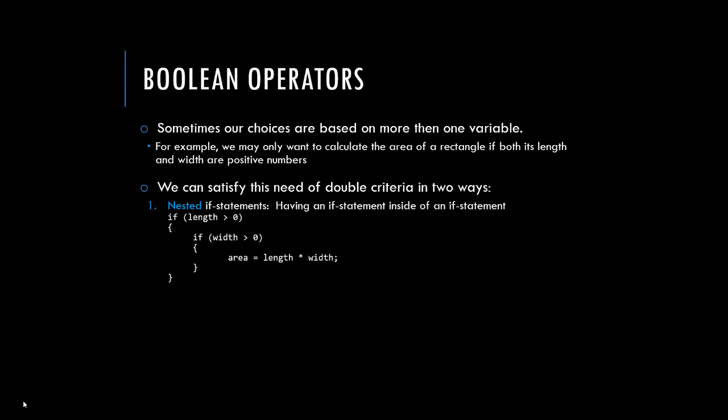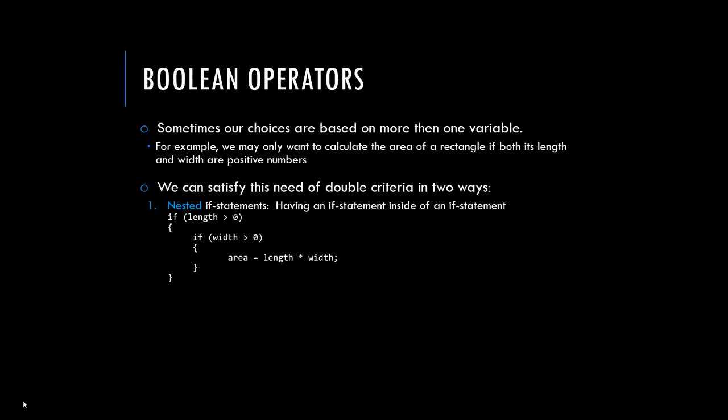First, this one checks to see if the length is greater than 0. Then if that is true, it enters the block of code that's inside that condition. And then we have another if statement where if the width is greater than 0, and then if that is true, it enters that block of code to execute what's inside those braces, which in this case would be the area equal to length times width.